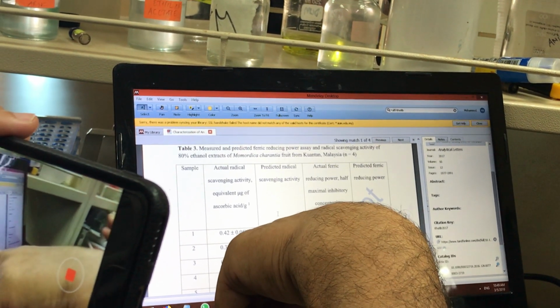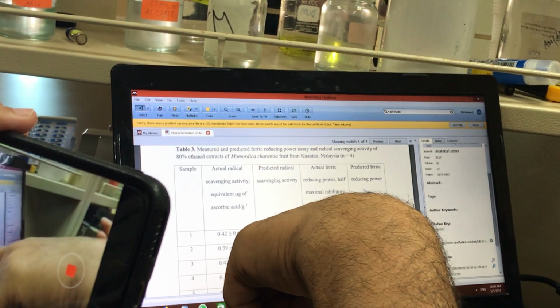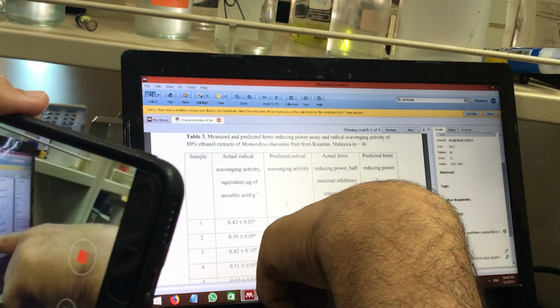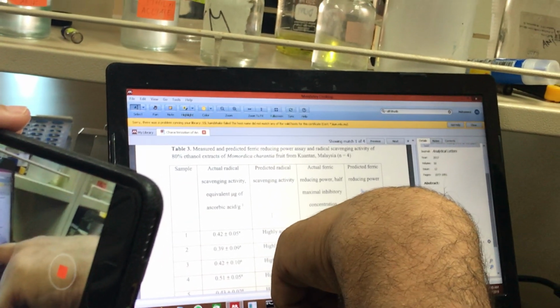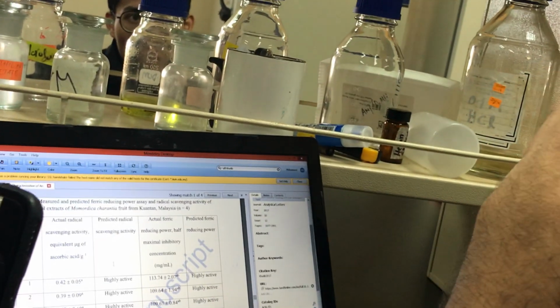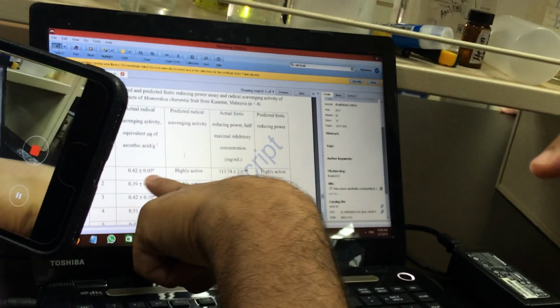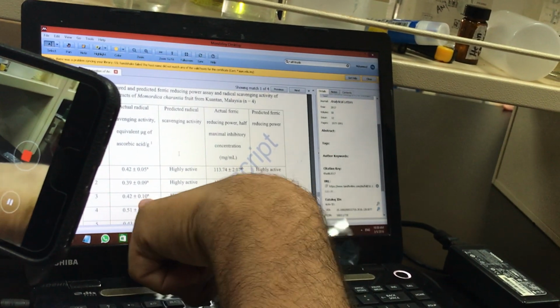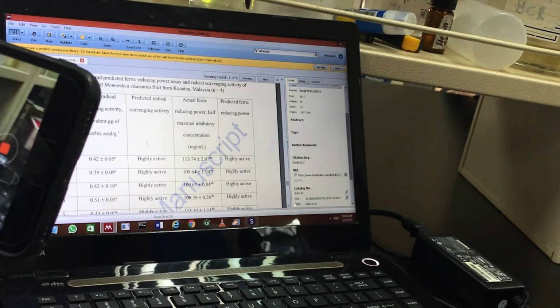If you have external validation, we call it external validation. For external validation, you bring the same plant from different farms or different shops, do the IC50 value and FTIR, and see the predicted and actual IC50 value. You can see here she did it. The predicted value we can get from the software.